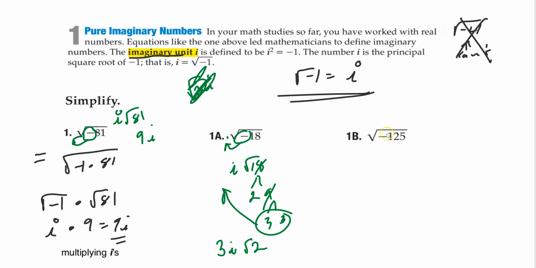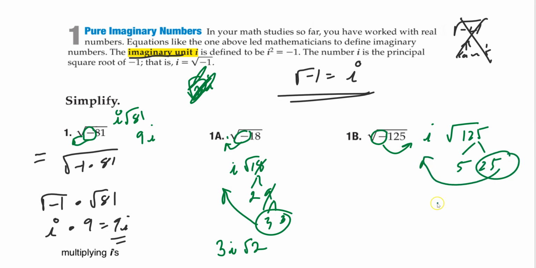Next one, there's a negative there. Again, we just pull it out. There's the i, rad 125. Let's break down 125. That's 5 times 25. Square root of 25 is 5, so that comes out. So I get 5i rad 5. So now we can simplify negative radicals. We're not going to say you can't do that anymore. Anytime there's a negative underneath the radical, you just pull it out and it's an i.